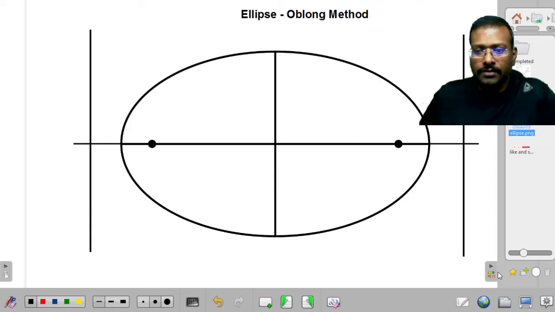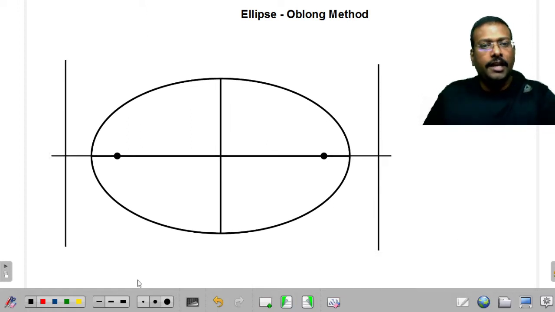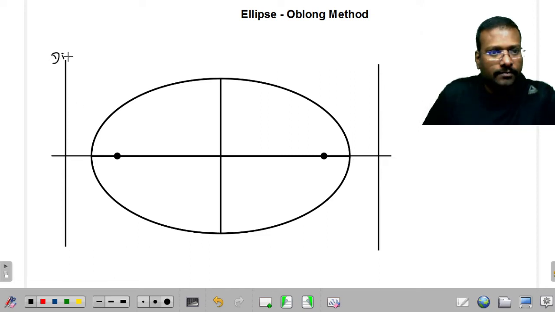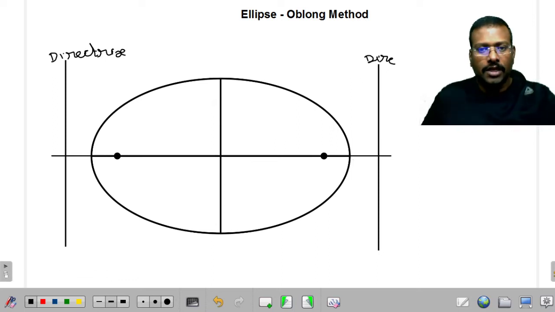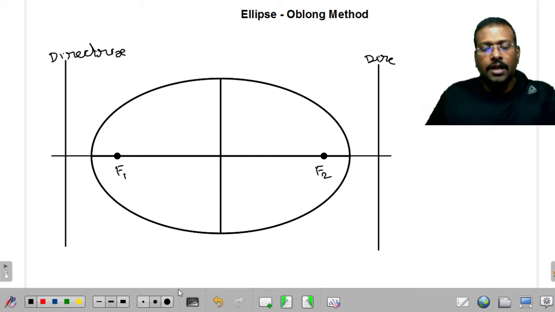Let us consider an ellipse. The various elements of the ellipse you are already aware of. What are they? These two are the directrix. First one and this one. These two are considered as directrix. And the fixed points here are these two, F1 and F2. F1 and F2 are the fixed points.